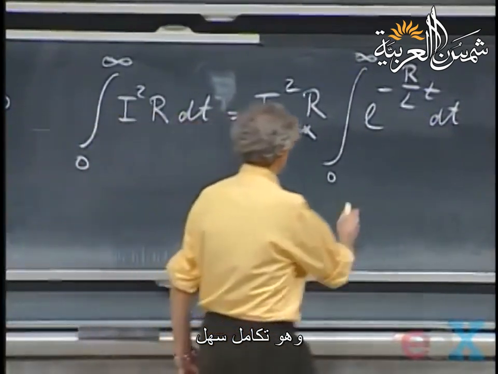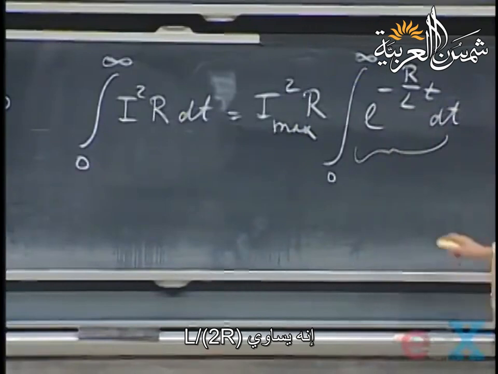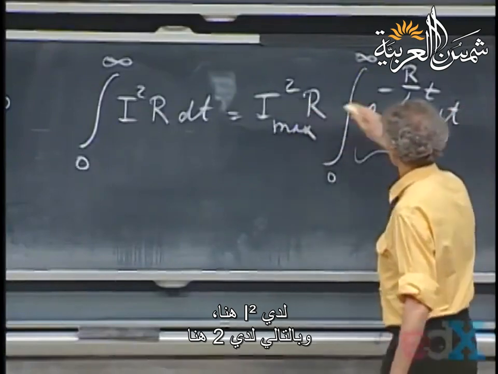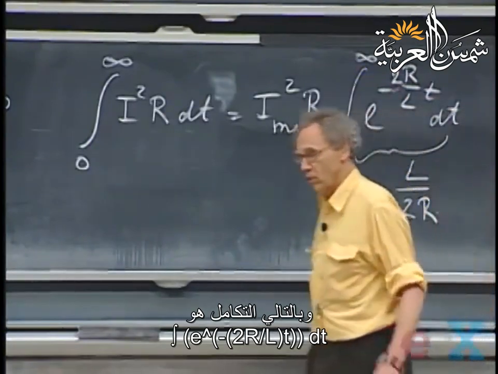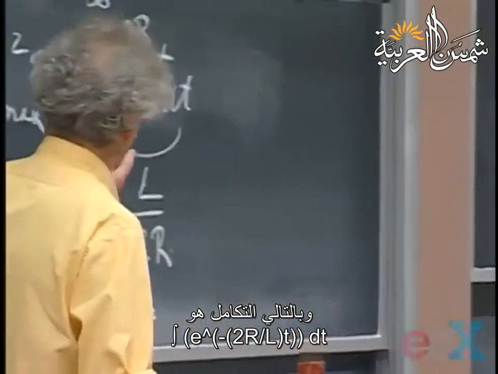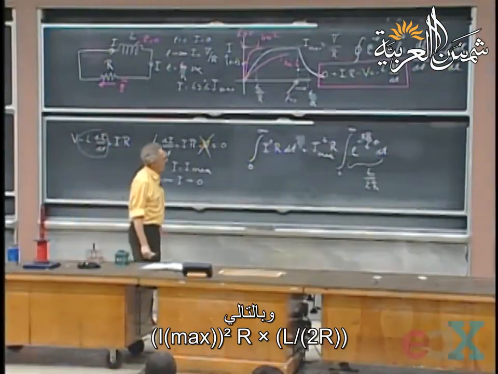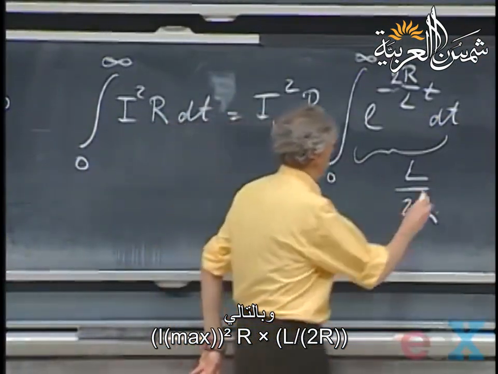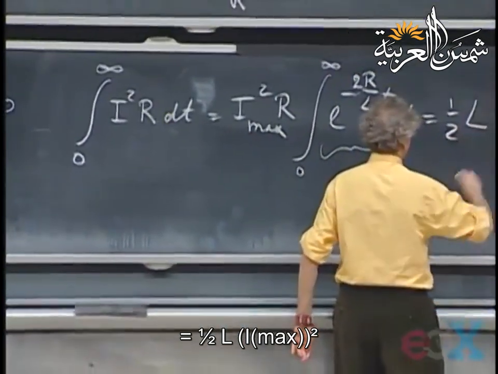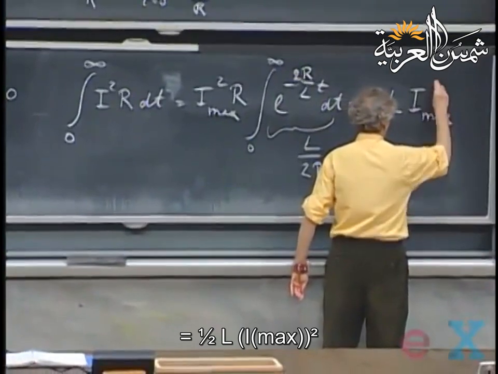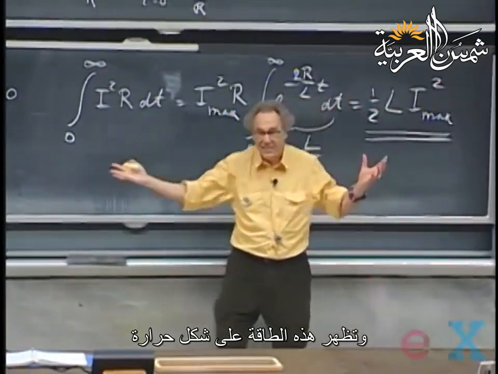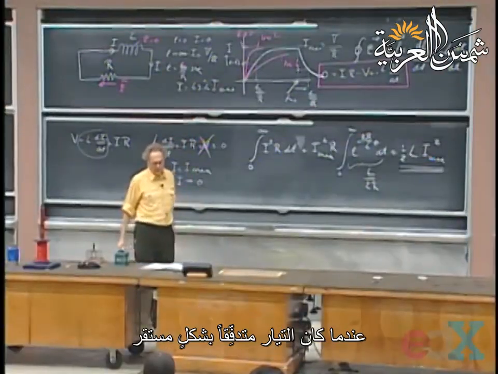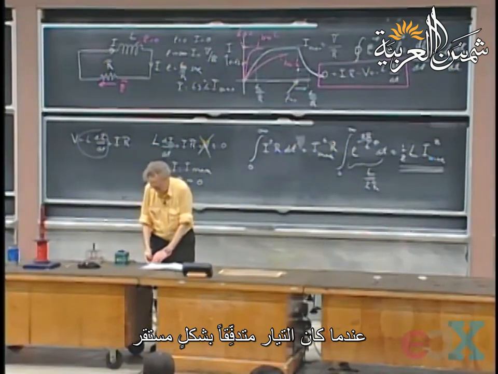And this is a trivial integral. This integral is L divided by 2R. Oh, by the way, it is I squared, so I have a 2 here. That's very important. Don't forget the 2. And so that integral is L divided by 2R. And so if now I look at the product of I square maximum R L divided by 2R, I get 1/2 L times I maximum squared. So this comes out in the form of heat. And I max is then the maximum current that we had when the current was flowing after a long time.